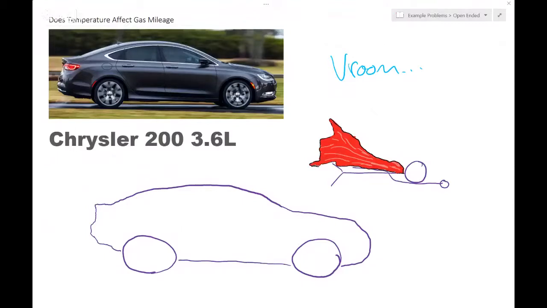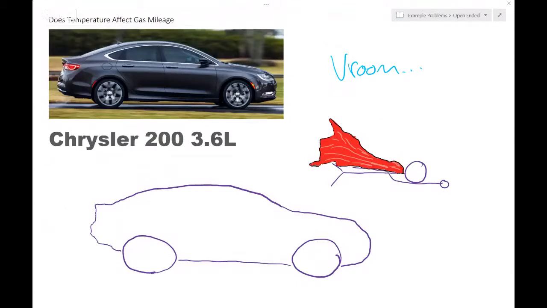For the purpose of this video, I chose a Chrysler 200 with a 3.6 liter engine to be our hypothetical vehicle of choice. And I also changed up the format a bit. That would involve less writing, so I can do a bit more talking and maybe speed things up a bit.